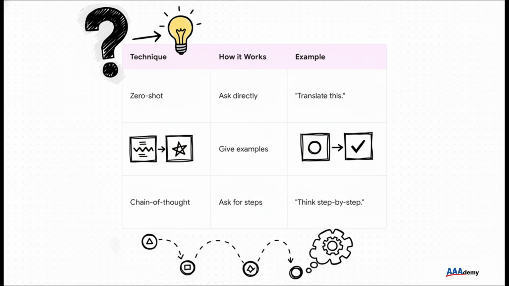For a simple task, you can use zero-shot prompting. Just ask it directly. For something with more nuance, few-shot prompting is great. You give it a couple of examples to show it what you mean. And for really complex problems, chain-of-thought prompting is amazing. You literally ask the model to think step by step, which makes its reasoning so much better.